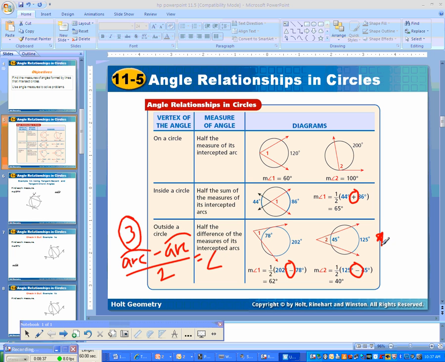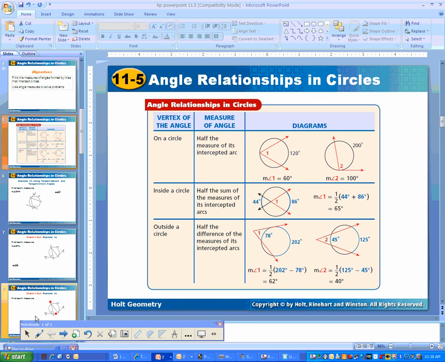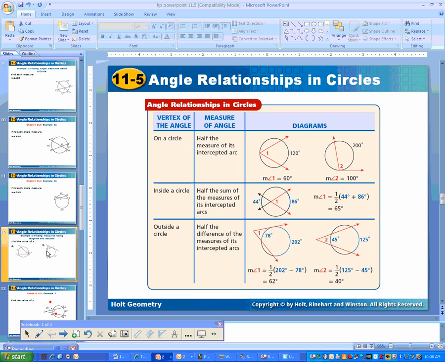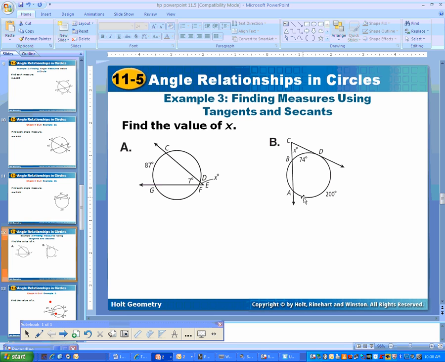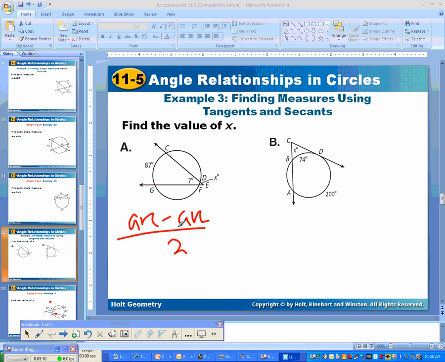And I want you to always remember that in geometry we're only going to have positive angles. So if you get a negative answer, just switch it to a positive. All right, some examples. Here we have some secants, and we want to find the value of x. I'm asking you for the angle. I want to know what this angle is. And remember, if it's outside, you take the arcs, subtract them, and divide by 2. And that equals the angle.